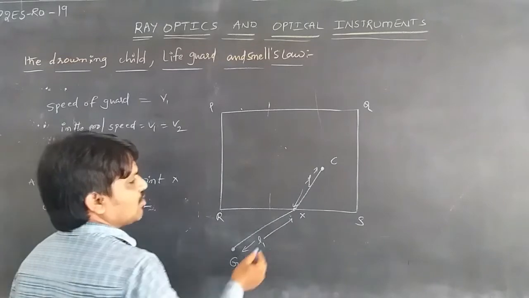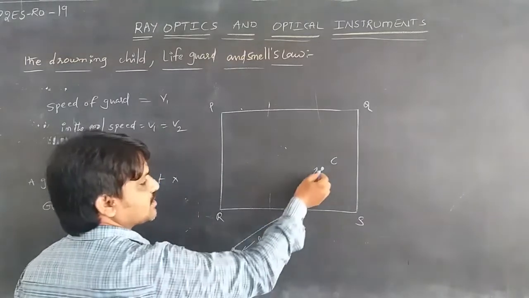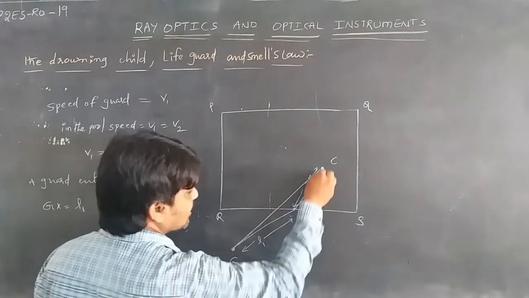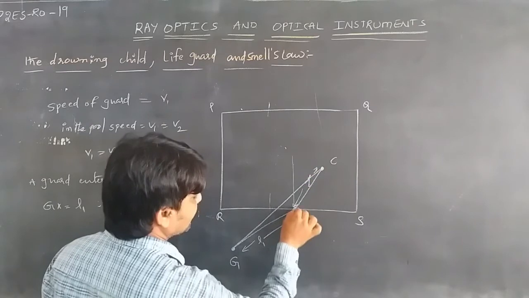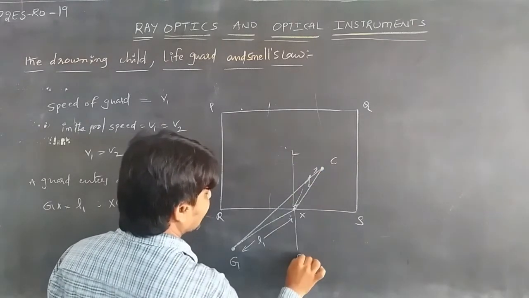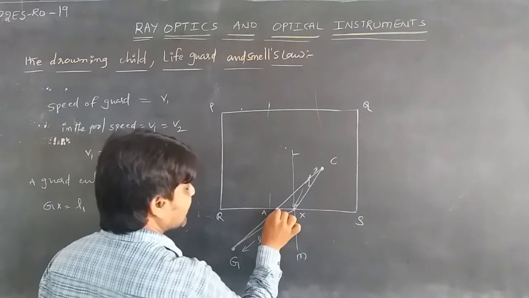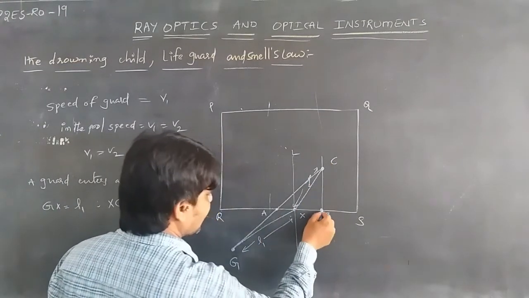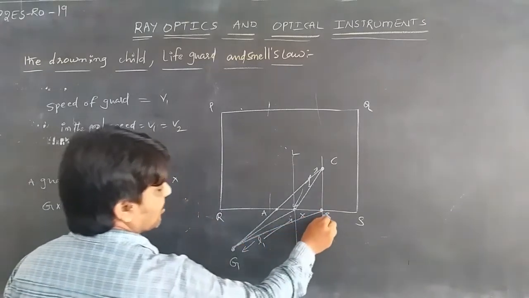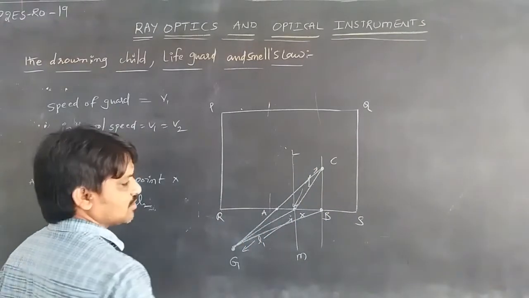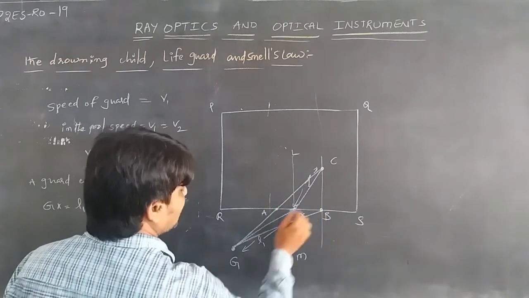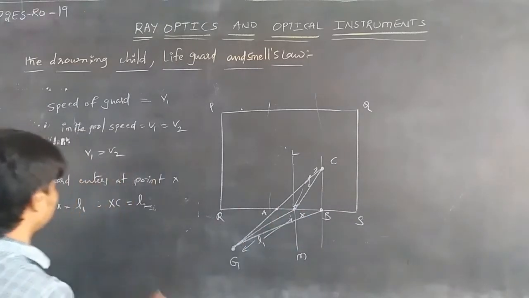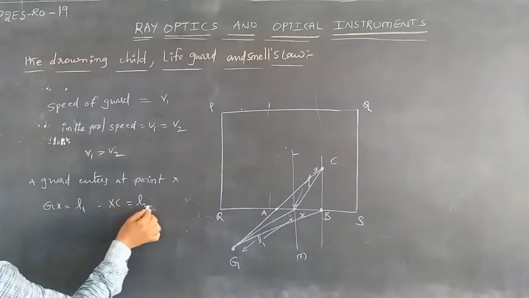So the guard can move in two different directions to save the child, that is in this direction and also along the perpendicular line at point X. This is LM. At point A he can move, and also at point B he can move perpendicular to the boy, the child where he is joining the pool. Those two points also apply because the guard enters at point X, so that's why the distance GX is equal to L1 and XC is equal to L2.